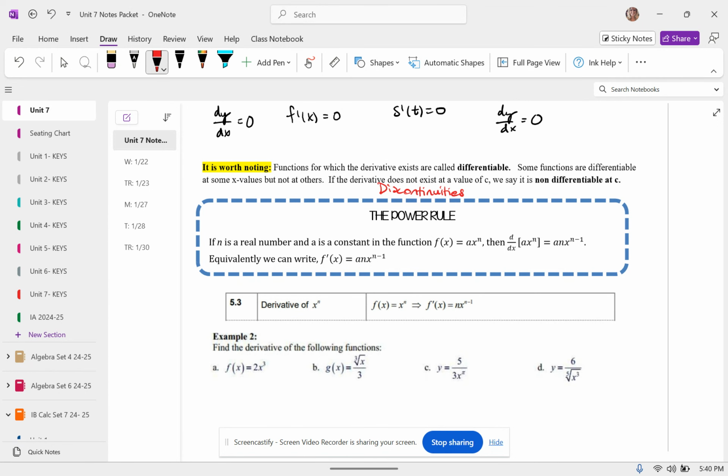This is where you would use your knowledge of those in order to say that, oh, we can't take the derivative of the curve at that point, but I can at other spots, okay?